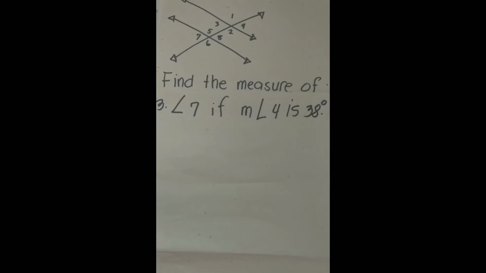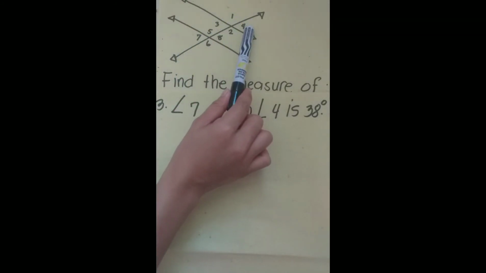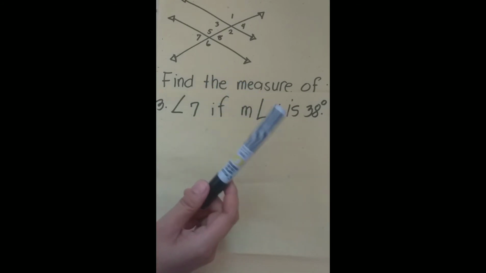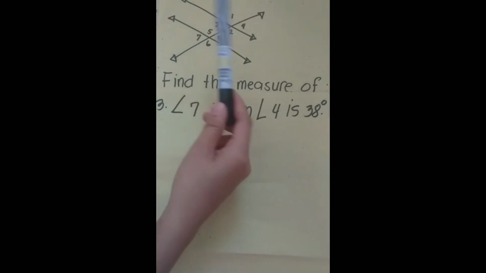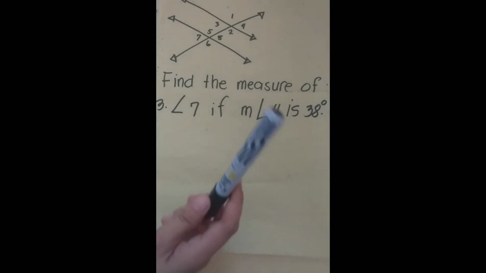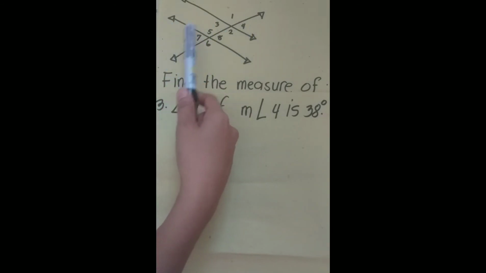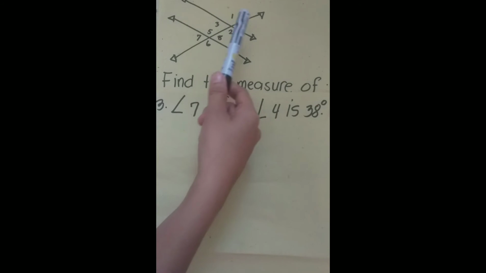Okay. So number 3, find the measure of angle 7 if the measure of angle 4 is 38 degrees. So, this is our angle 7 and this is our angle 4. So, we are going to find the measure of angle 7 if the measure of angle 4 is 38 degrees. Okay. So, what do you call these angles, man? The pair of angles. What is the classification of this pair, angle 7 and angle 4?